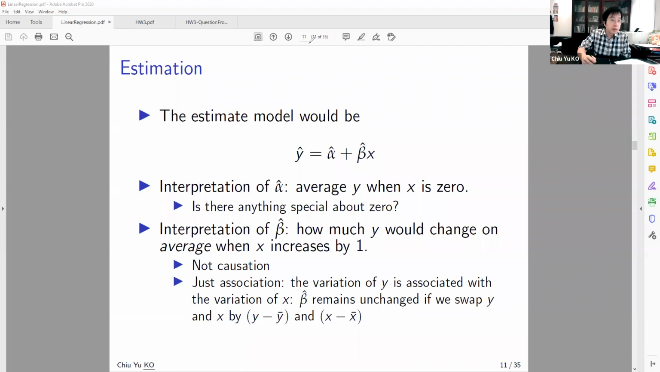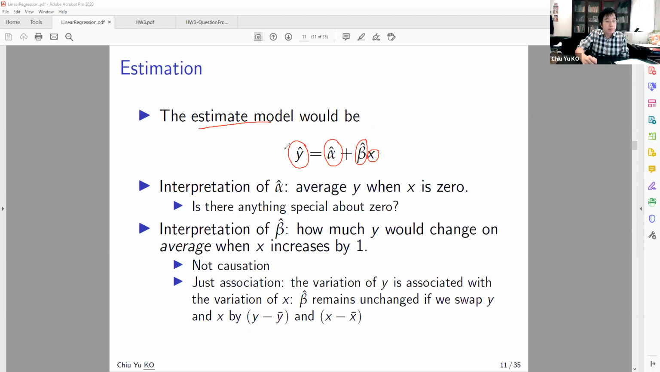So interpretation: once we run the model, we have the estimated model, with alpha hat and beta hat. And X will be what we have, and given the X, I will give you a Y, some kind of predicted Y. So given X, I can try to explain Y, try to use X to explain Y.